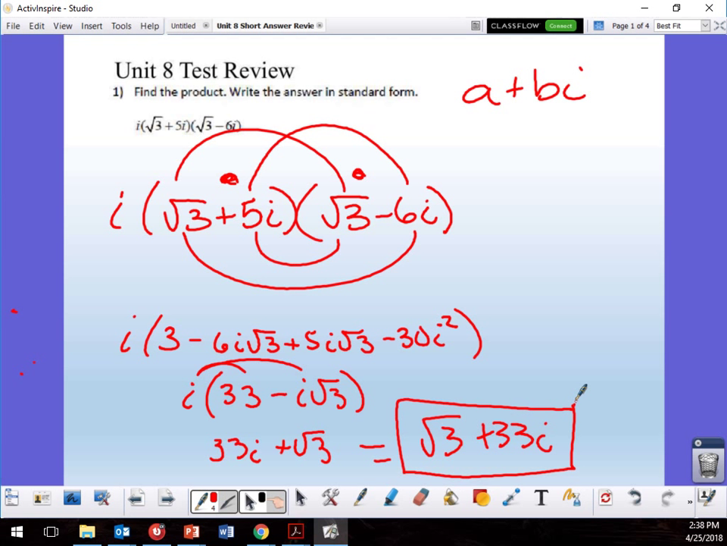Wait, what did you say again? The negative 30i squared turns into a positive, right? Okay, so this one right here. You know i squared is what? Negative 1, right? Because we know that i is rad negative 1. But if I square that, the radical goes away, so you're left with just negative 1. That's why this negative 30 becomes a positive 30 now. It changes that sign.